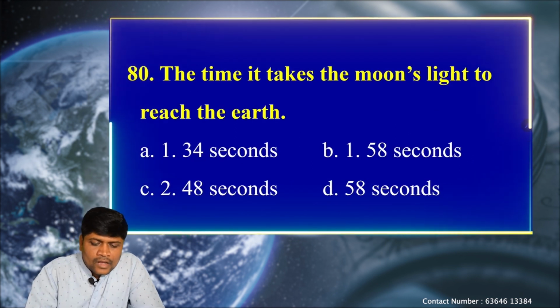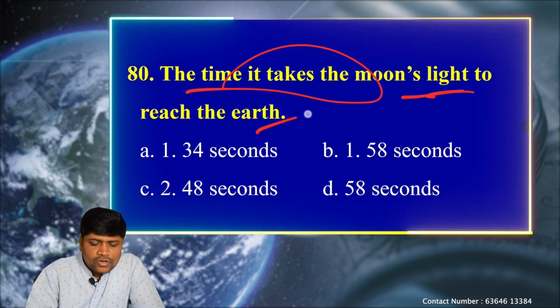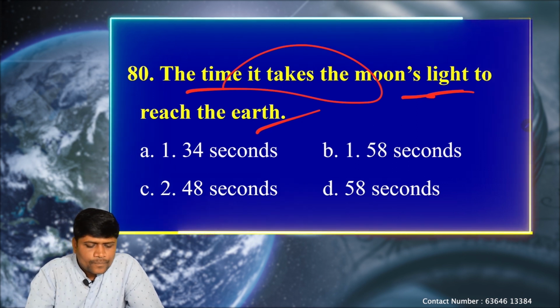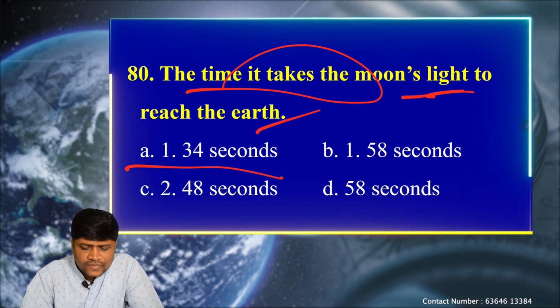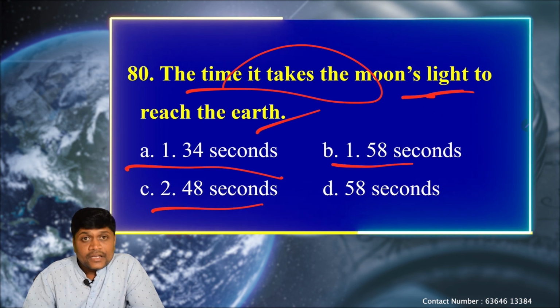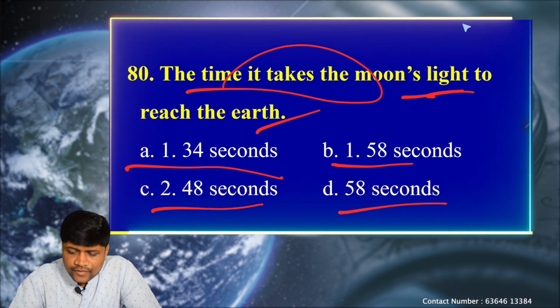Next question. The time it takes the moonlight to reach the earth. Okay, so option A, 1.34 seconds, B, 1.58 seconds, C, 2.48 seconds, D, 58 seconds.